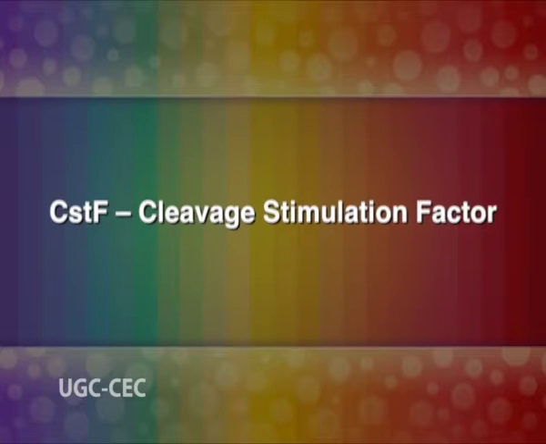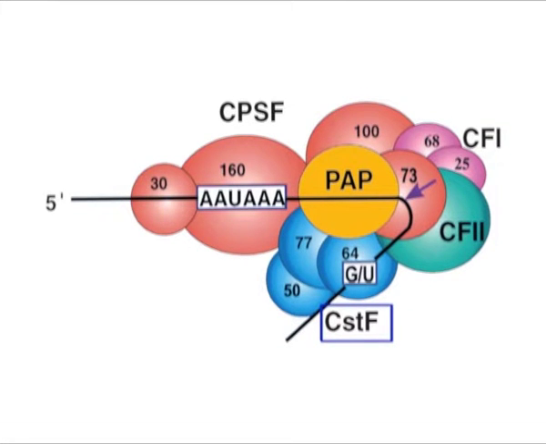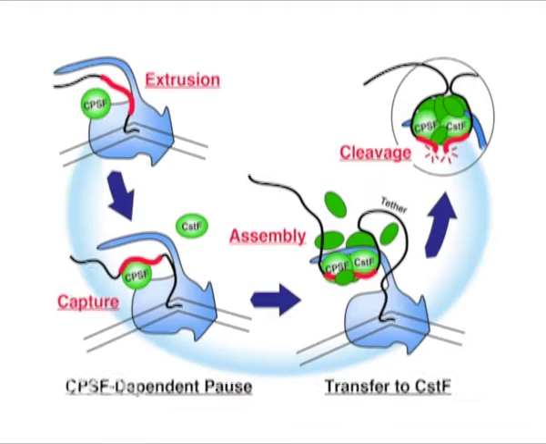Now, CstF, which is cleavage stimulation factor. Cleavage stimulation factor 64 kilodalton subunit is a protein that in human is encoded by the CSTF2 gene. The protein is a member of the cleavage stimulation factor complex that is involved in the 3' end cleavage and polyadenylation of pre-mRNAs. Specifically, this protein binds GU-rich elements within the 3' untranslated regions of mRNAs.